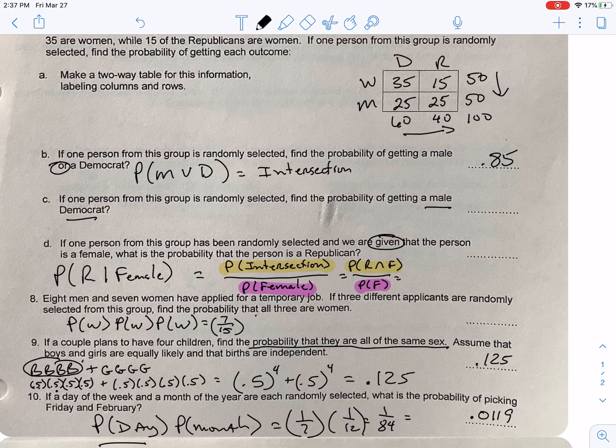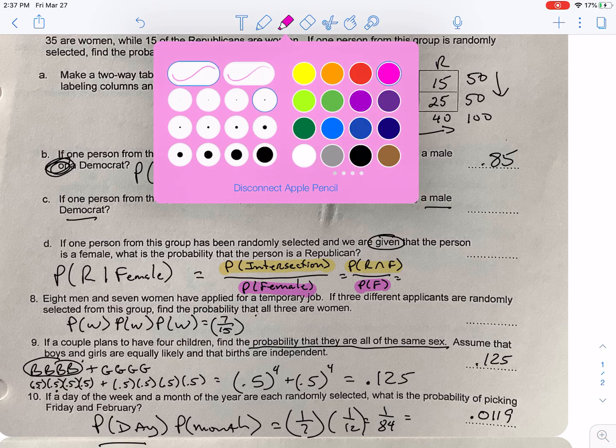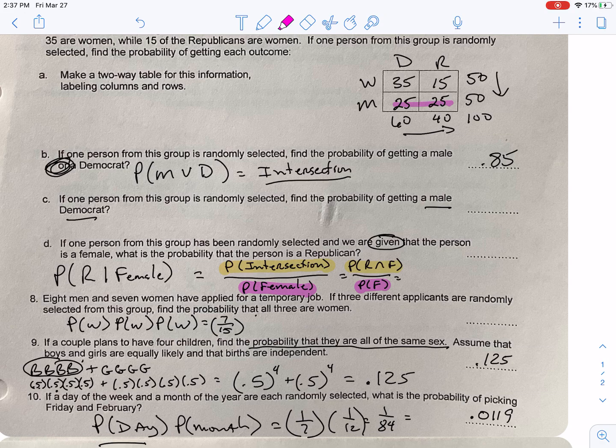I want the probability of getting a male or a Democrat. So basically we have to go through the intersection. So what I'm doing is probability of male happens to be right here, and then Democrat happens to be here, but we're only going to count this 25 one time. So what we're going to end up doing is 35 plus 25 plus 25 over the total of 100. So that's 85 out of 100, which is 0.85. Oh, sorry, that's this one right here.